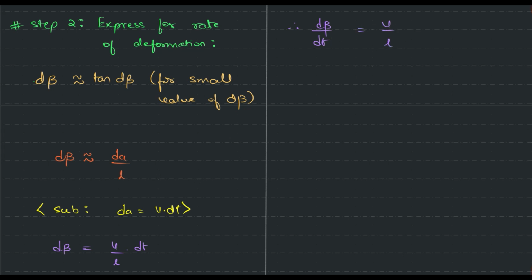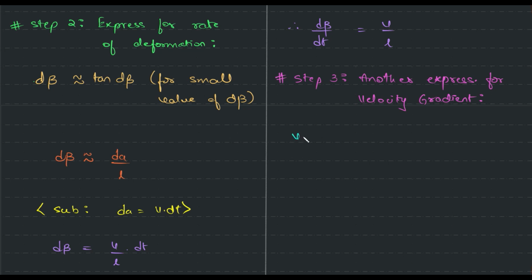So we got an expression for V by L. What is V by L though? V by L is nothing but the velocity gradient. This we discussed in the very first video of this section. So the next step is to get another expression for velocity gradient. Okay. Now, how do you do that?